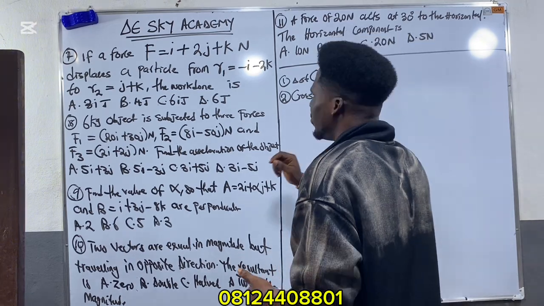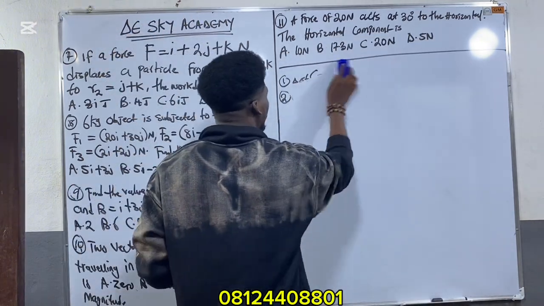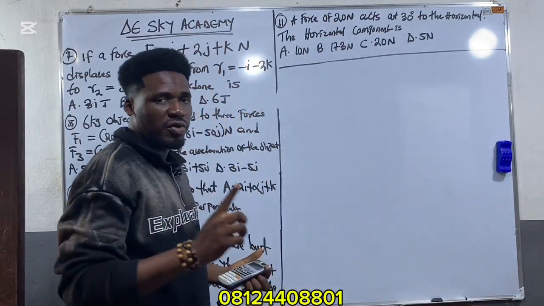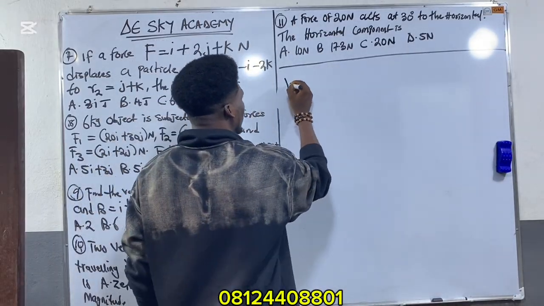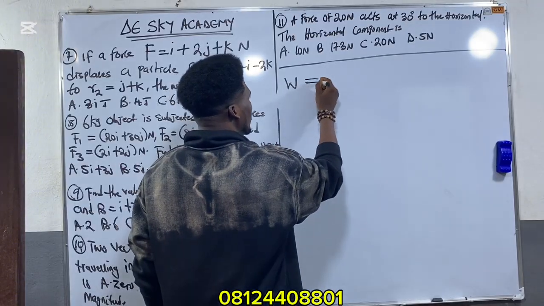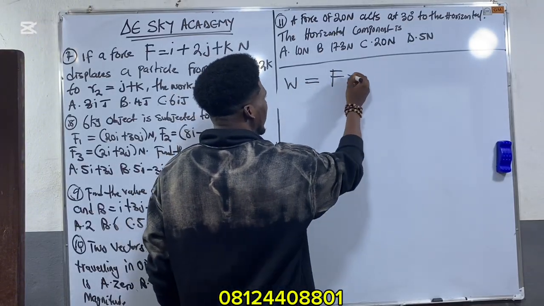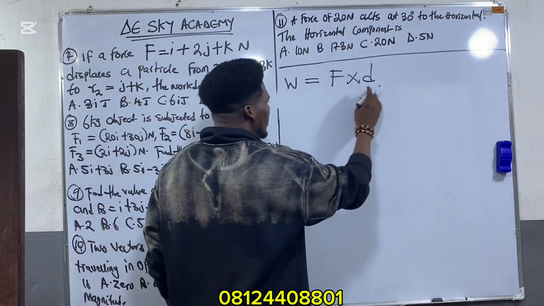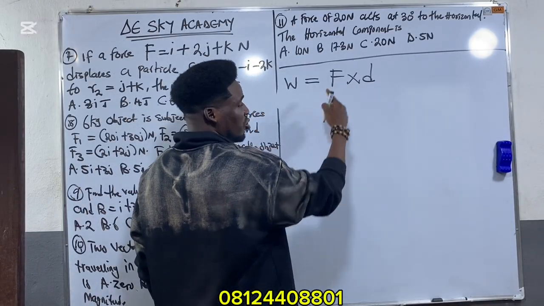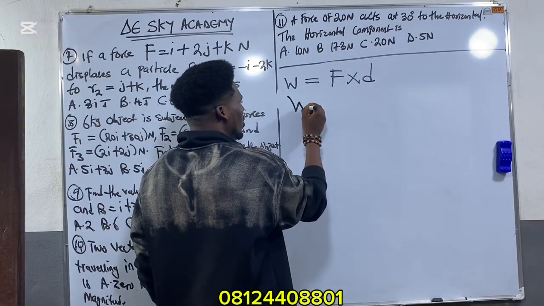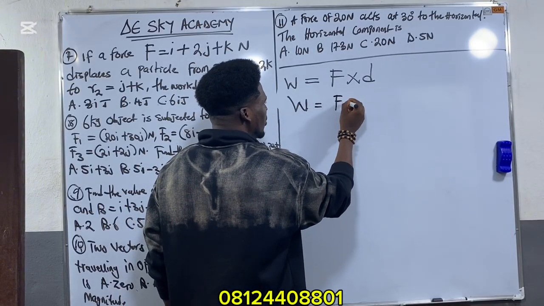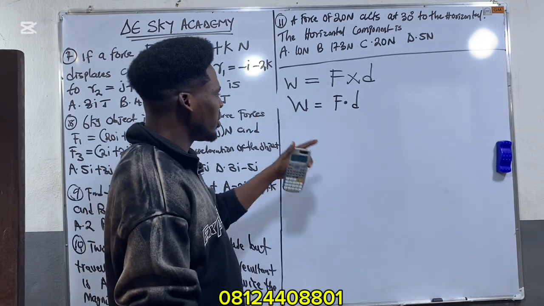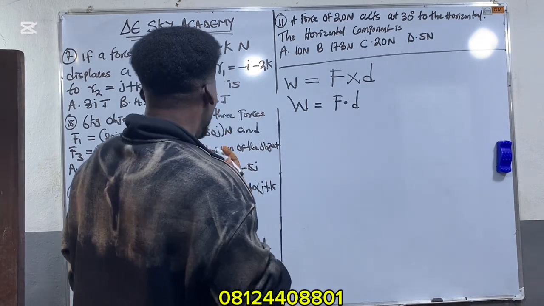So how do we solve this? The first thing you ask yourself is, what are we calculating? You're calculating work done. And what is work done? Work done, which is W, is equal to force times the distance. But in this case, we will not use times, this is vector multiplication. So work done will now be force dot distance.